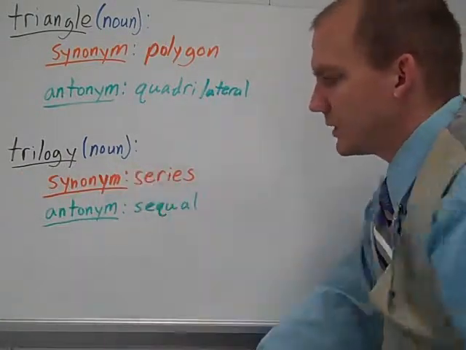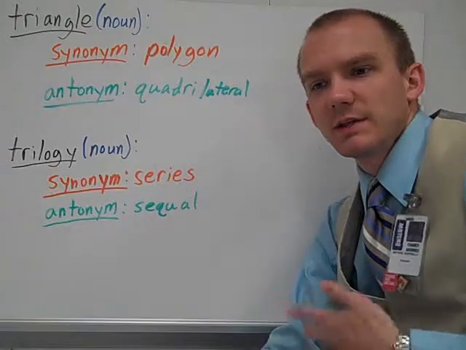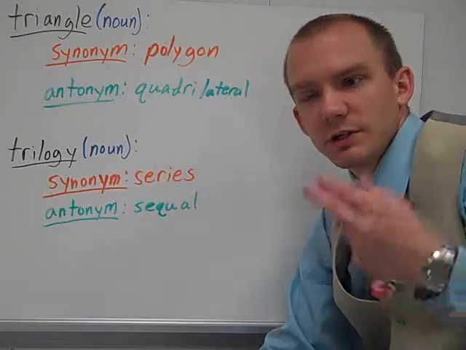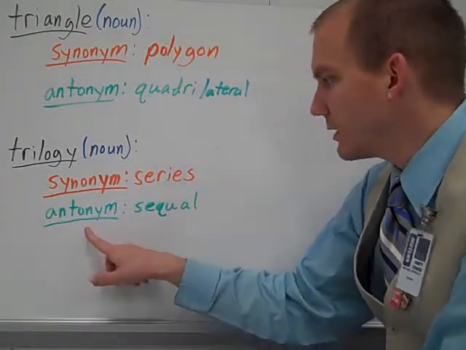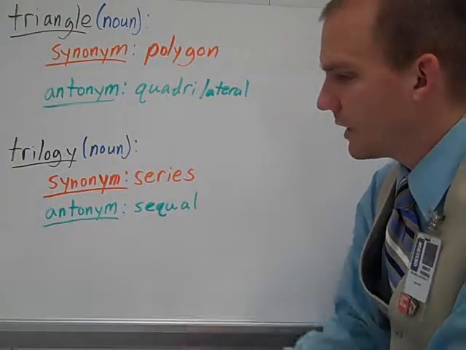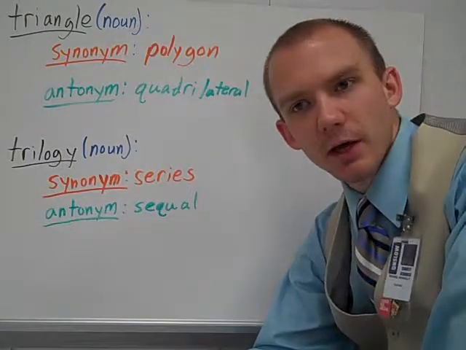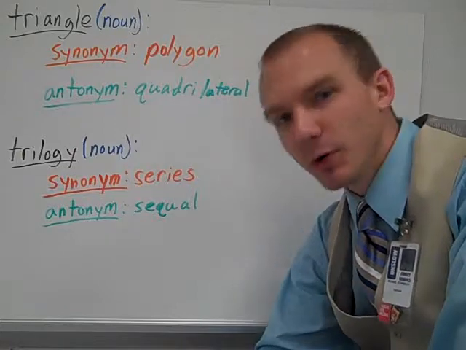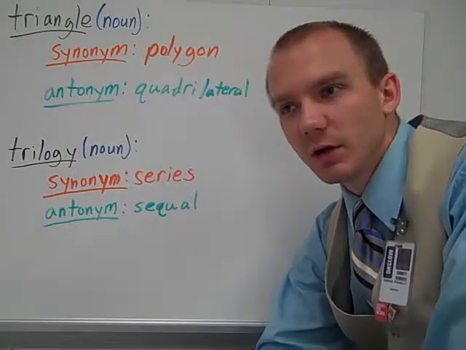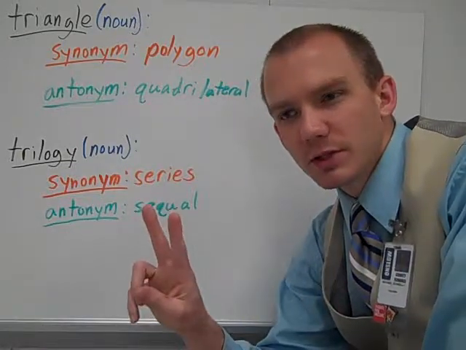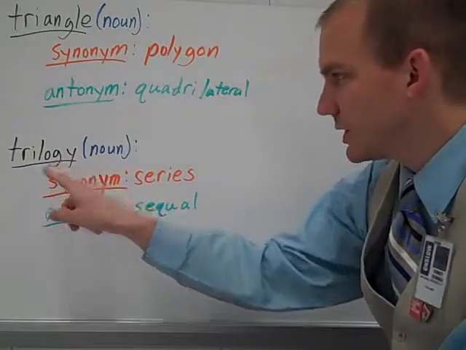For a synonym I put series, because generally if you have like a series of things, it's kind of like a trilogy. Trilogy is specifically 3. And then for antonym I put the word sequel, because sometimes you might have a movie and then the second one comes out, and that's called the sequel. Or the second book comes out or whatever, it's called the sequel. But there's only 2 at that point, so it's only 2. It's not a trilogy until there's 3.